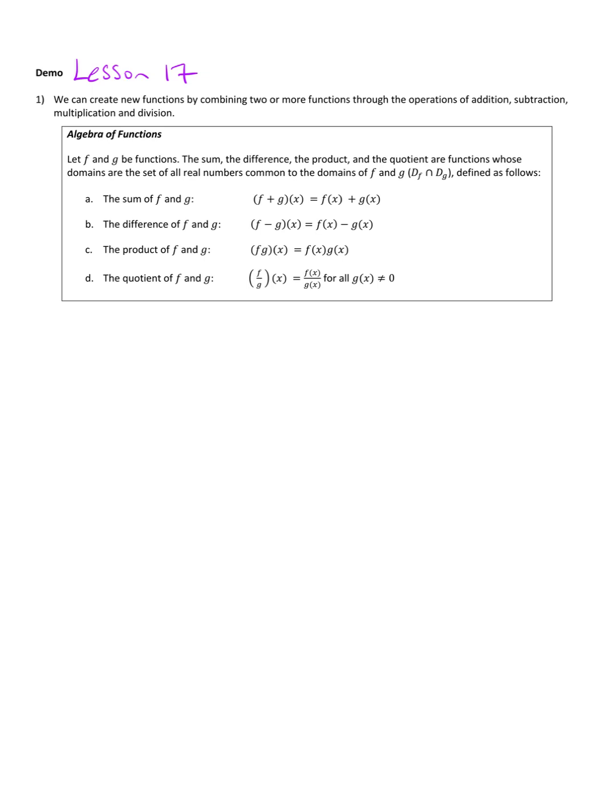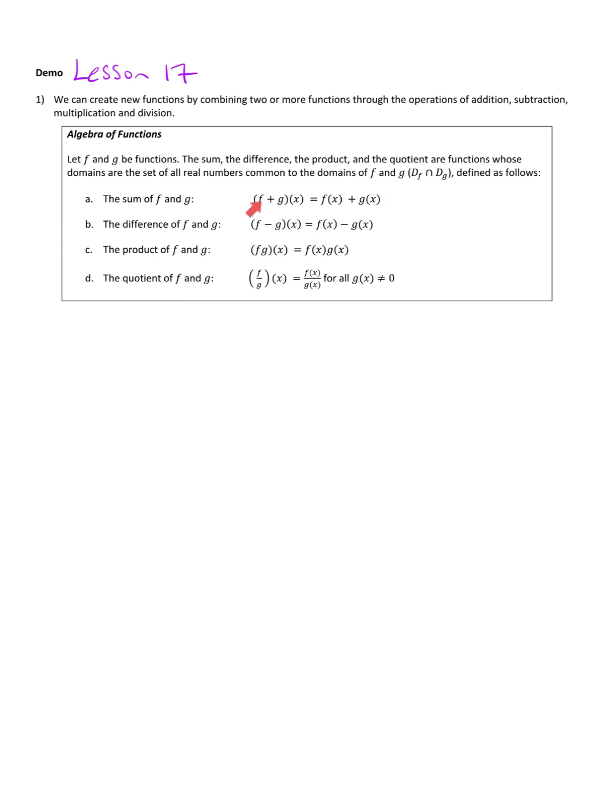This is the demo for College Algebra Lesson 17. We're going to be creating new functions by combining two or more functions through the operations of addition, subtraction, multiplication, and division. Luckily, this is pretty straightforward. The only sort of tricky thing is that the domain of the result, when you do a sum, difference, product, or quotient, is always going to be the intersection of the domain of f and the domain of g. So it's just all real numbers that can go into both functions.